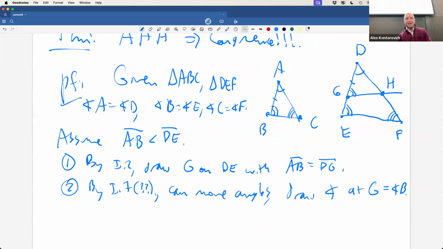Now, A and AB and this angle at B has been moved to D and this length DG and this angle. So by angle, side, angle, which again happens before the parallel postulate, triangle ABC is congruent to triangle DGH. Everybody with me so far?